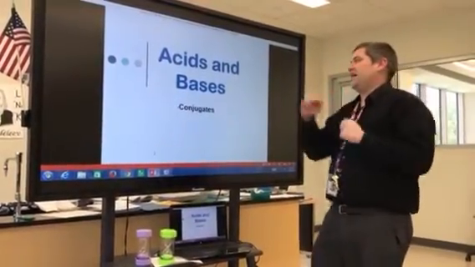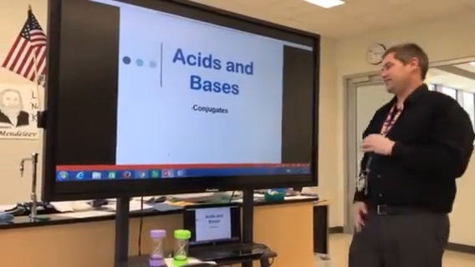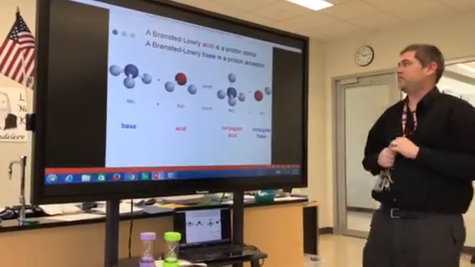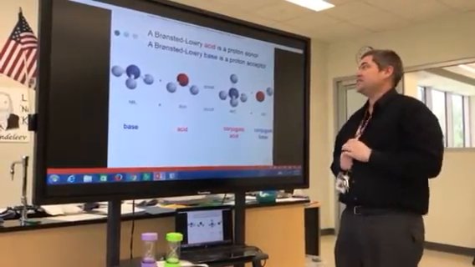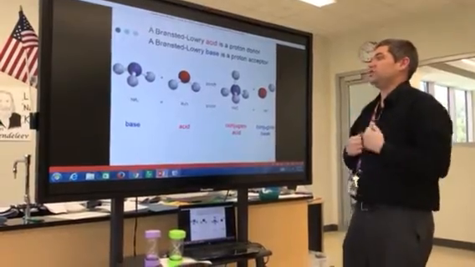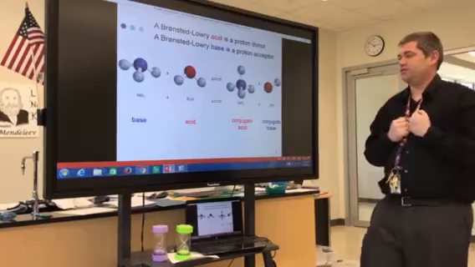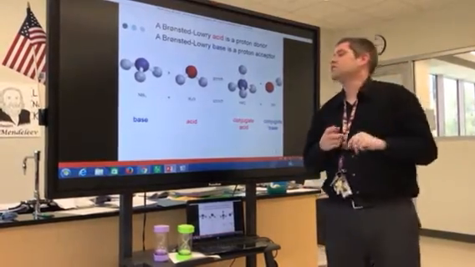Today we are learning about acids and bases, more specifically the conjugates. How do they conjugate? We have the Bronsted-Lowry acid, which, remember, is a proton donor. The Bronsted-Lowry base is a proton acceptor. Remember, it's the opposite of Lewis.